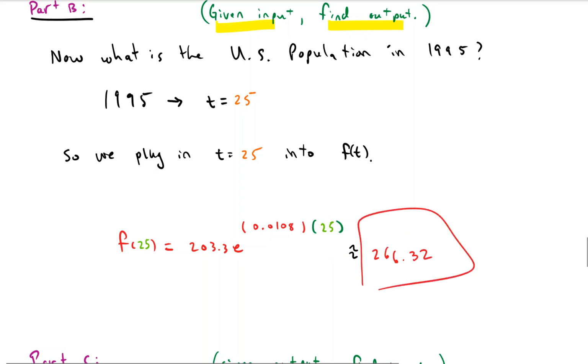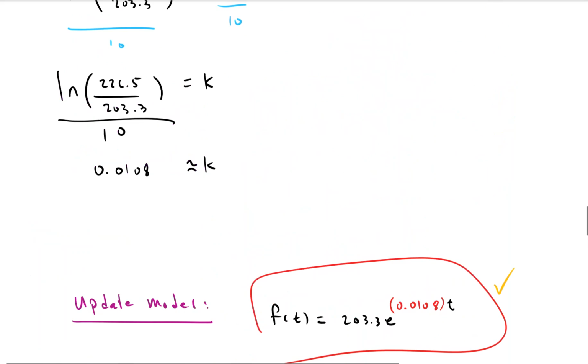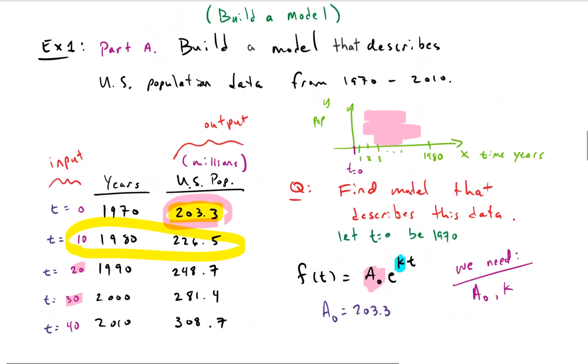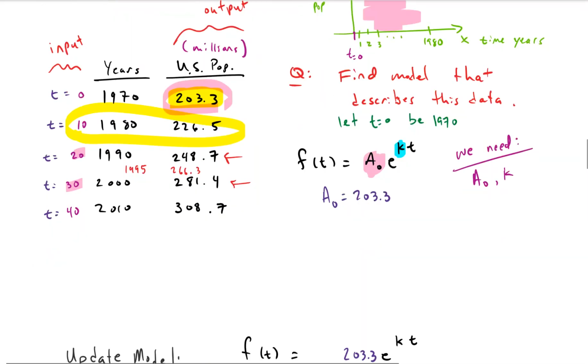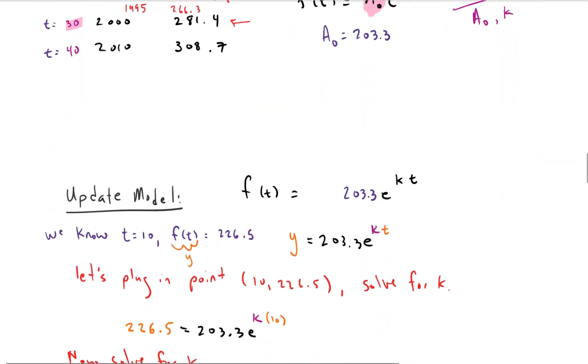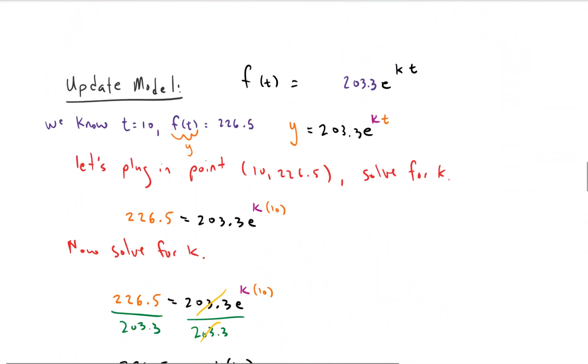How close is that to our actual data? 266.32. If we look at our data, 1990 we had 248, 2000 we have 280. So we're saying in 1995 our model says that we have 266.3. That looks very plausible. And if you Google what's the US population in 1995, you'll find out that it's really, really close.